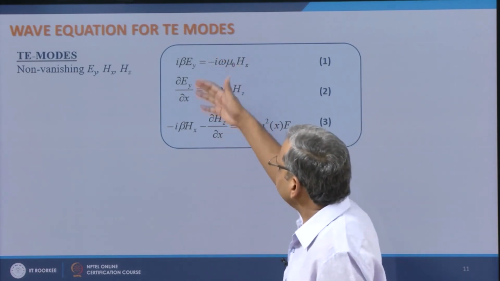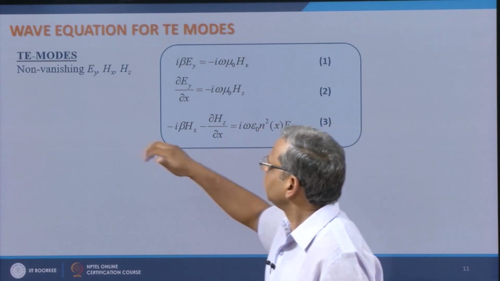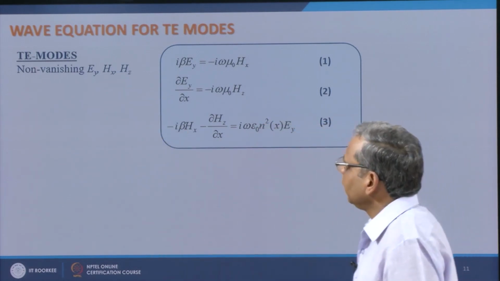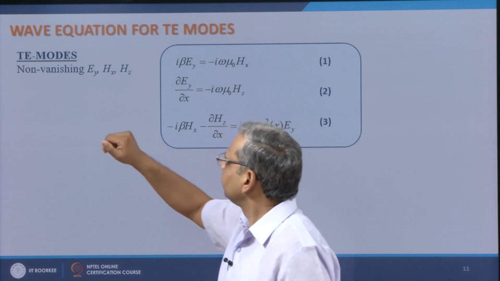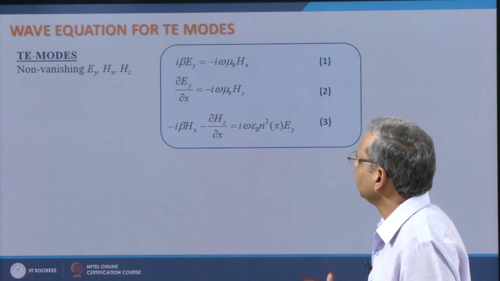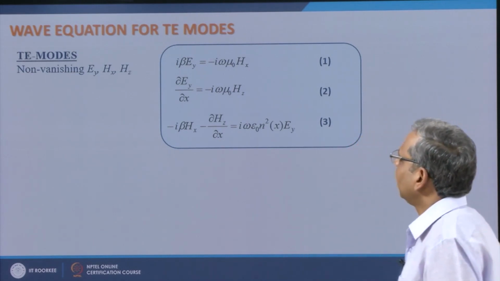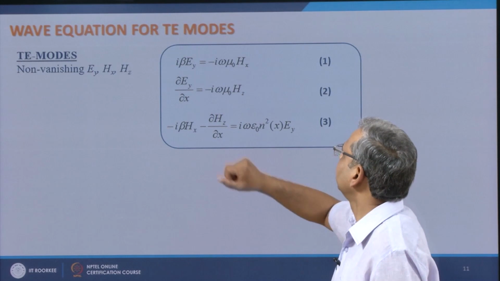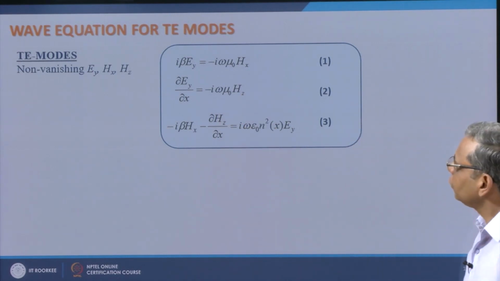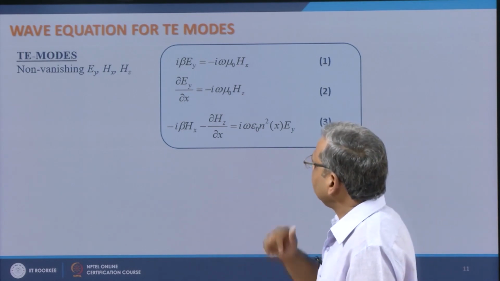since these three equations relate Ey, Hx and Hz, then if I know one of them, then I can find out the others. Okay. So, for example, if I know Ey, I can find out Hx from here and Hz from here. Okay. So, what I do, let me find out Ey.